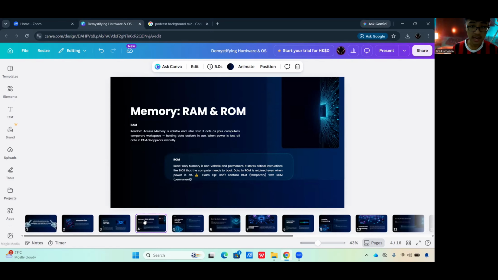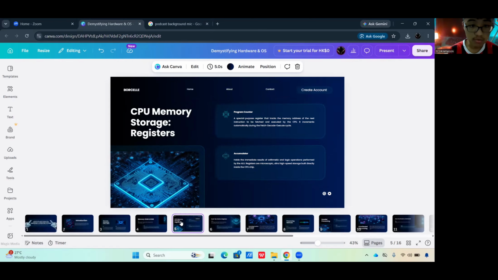How about memory? What's the difference between RAM and ROM? How does the computer store memory? So what are the differences? RAM is volatile and very fast, meaning that when the computer is shut down, the currently used memory will be gone. But ROM is non-volatile and permanent. So whatever was saved will stay on the computer, and it also stores the firmware, aka BIOS.